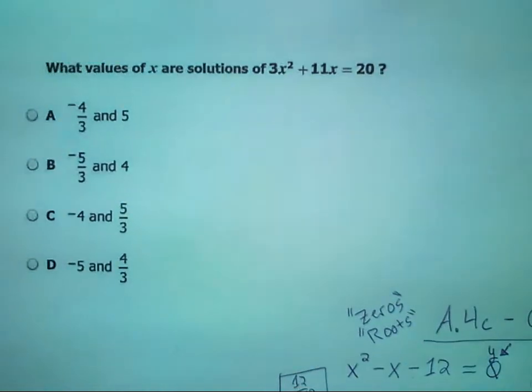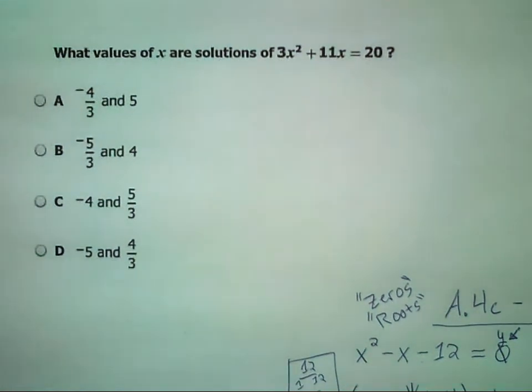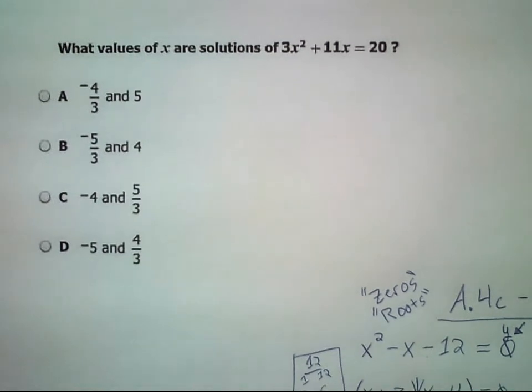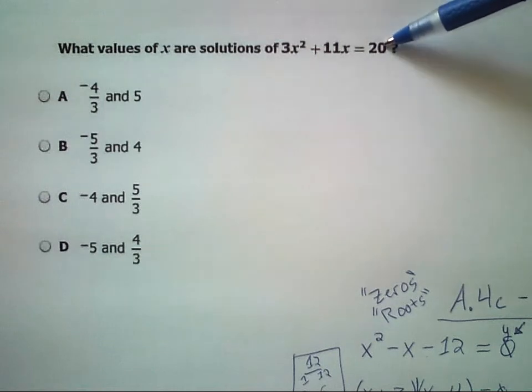All right. What values of x are solutions of 3x squared plus 11x equals 20? Now, I made a big point of it earlier, and I got to keep stressing it. This has to equal 20, and if you notice, this does, or it has to equal 0. But it equals 20. See, that's a problem. We need this to be 0.